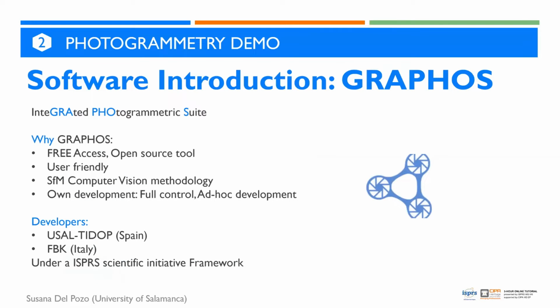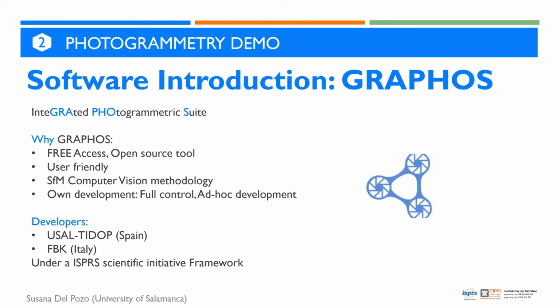Well, first of all, GRAPHOS is the acronym of Integrated Photogrammetry Suite. And why would GRAPHOS be of interest to you? Well, it is designed to be accessible to everyone, and it is completely open source. So in this way, it has no financial barriers. It also offers an intuitive and user-friendly interface, so it doesn't matter if you are or are not an expert in the photogrammetric reconstruction process.